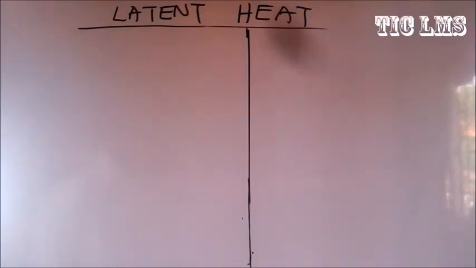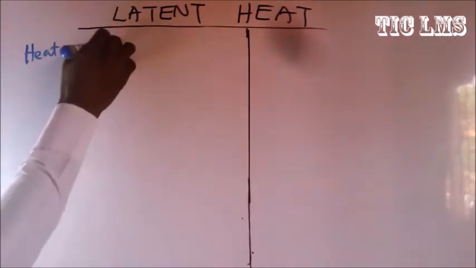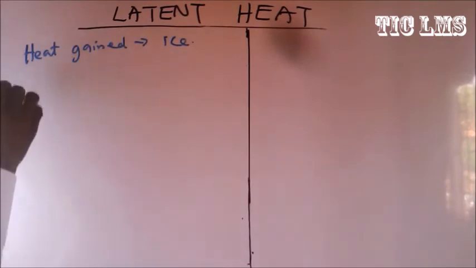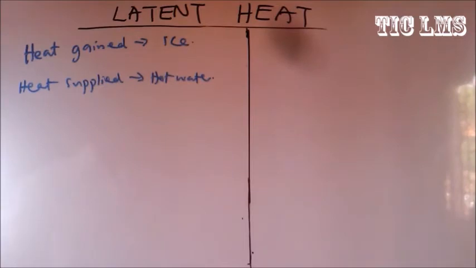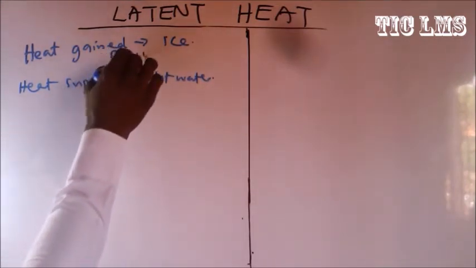Meaning that the ice which is at minus 10 degrees Celsius will not remain at that minus 10 degrees Celsius. Looking at the mass, it has a small mass, and so the temperature is going to increase from minus 10 to positive, and then the water which is at 80 degrees Celsius will also reduce. So heat is being gained by the ice, and heat is being supplied by the hot water.